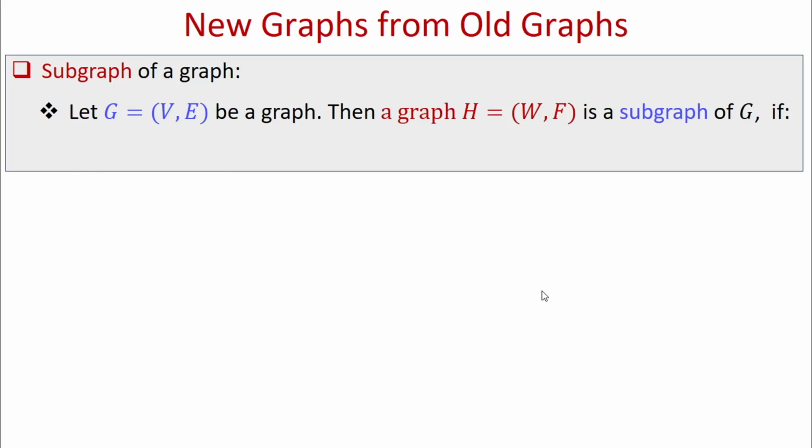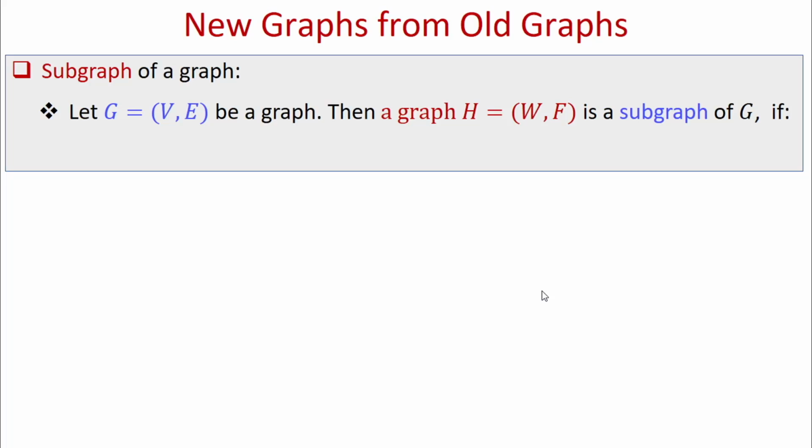Okay, so it turns out that since a graph is nothing but a collection of two sets, we can perform various set theoretic operations on a graph and obtain new graphs. So let us discuss some of the important operations which we can perform on graphs. We will first define what we call the subgraph of a graph.